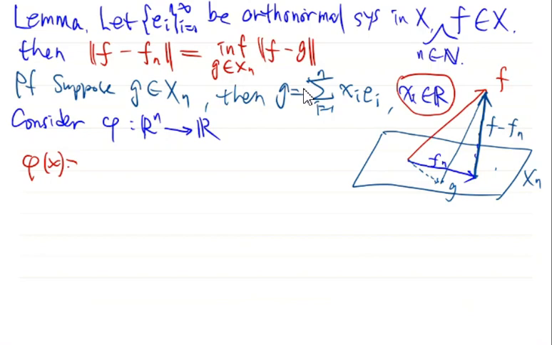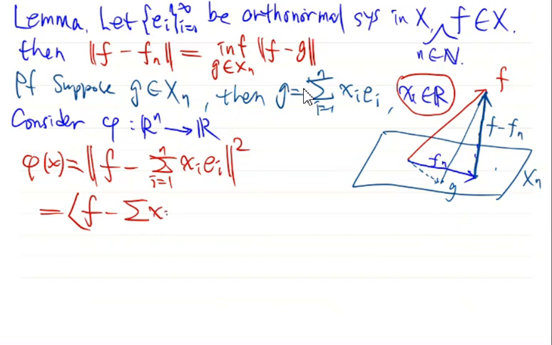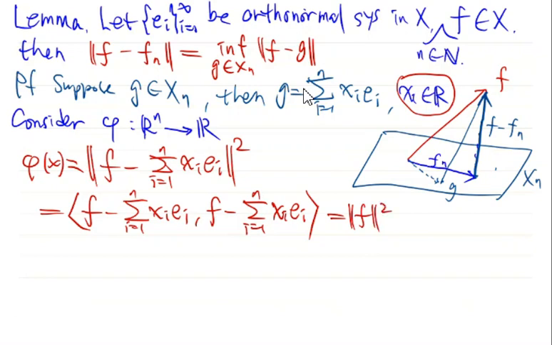Phi of x is the norm of f minus the sum from i equal 1 to n of xi Ei, squared. That is the distance from f to g squared. Then this distance squared is the inner product of f minus the sum xi Ei with f minus the sum xi Ei. Then you expand this inner product, and you will obtain the norm of f squared minus 2 times the sum from i equal 1 of xi times the inner product of f with Ei. Then plus, oh, I have no space to write.